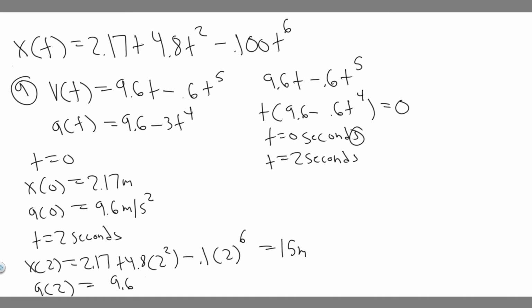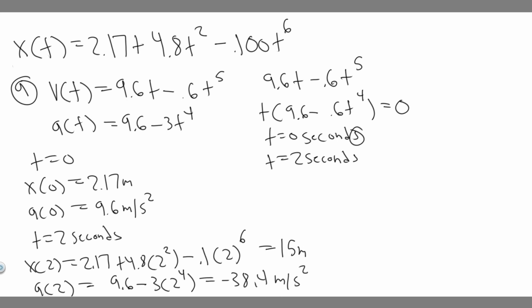Now let's do acceleration at 2 seconds. So 9.6 minus, using this function, 3 times 2 to the 4th. And so when you go ahead and do this, you're going to find this equals about minus 38.4, units again for acceleration, meters per second squared. So we're going to be slowing down in this.